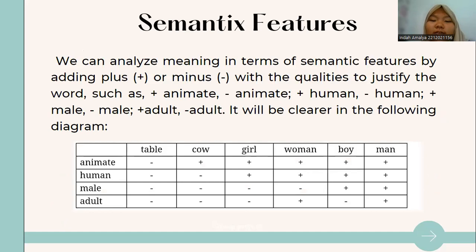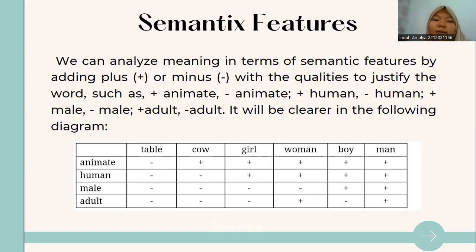This is a simple example, an illustration of a procedure for analyzing meaning in terms of semantic features, by adding plus or minus to qualify the words, such as plus animate, minus animate, plus human, minus human, plus male, minus male, plus adult, and minus adult. It will be clear in the following diagram.